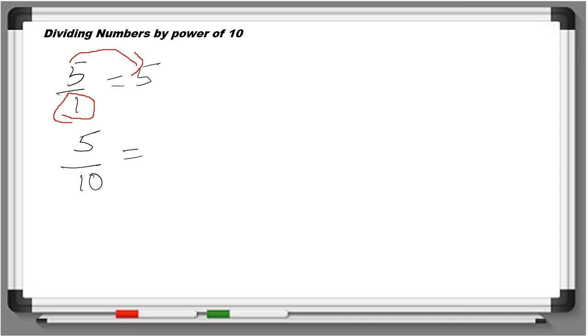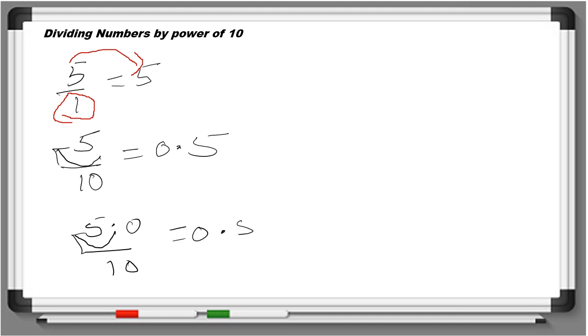When we divide a number by 10, what happens? The decimal shifts one place from right to left. So this will become 0.5. 5 can be written as 5.0, boys. So when I divide by 10, the decimal shifts one place, and now it will become 0.5.